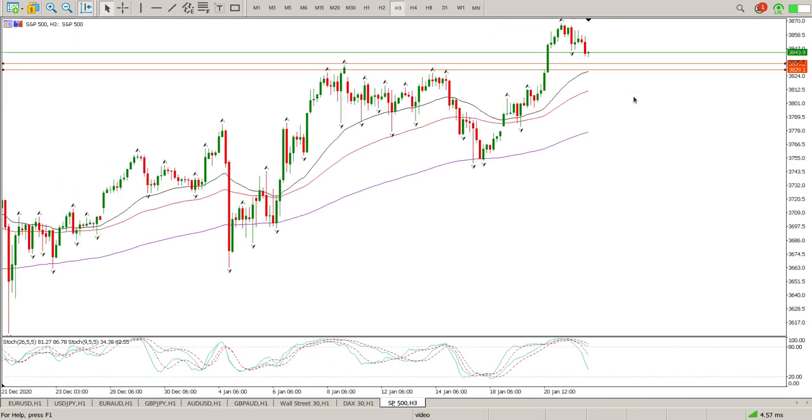So you can see we are building a wedge. There it is, but it's more of a channel than a wedge, but we are building a flag. So what typically happens with moves like this: strong move up, consolidation, next leg is to the upside. Look at the oscillators on the lower time frames now.